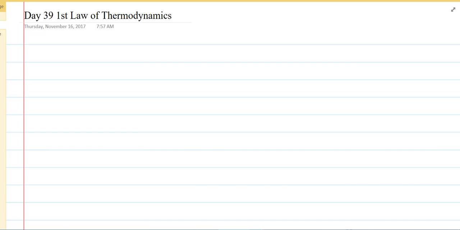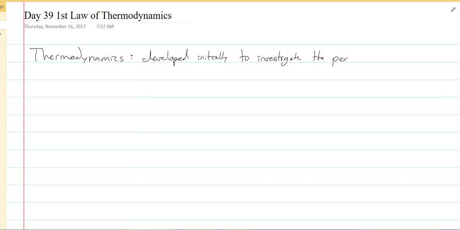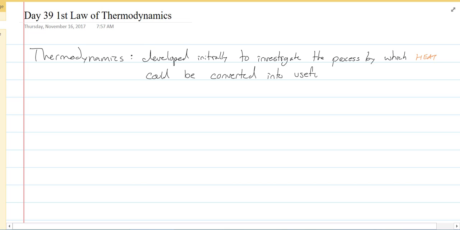We're talking about the first law of thermodynamics today. Thermodynamics was developed initially to investigate the process by which heat could be converted into useful work. So our goal is heat to work. That was the original lens of this whole area.